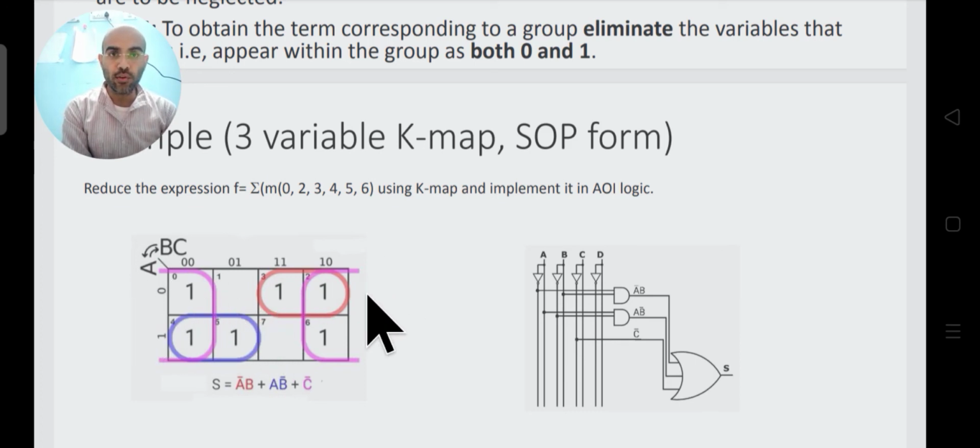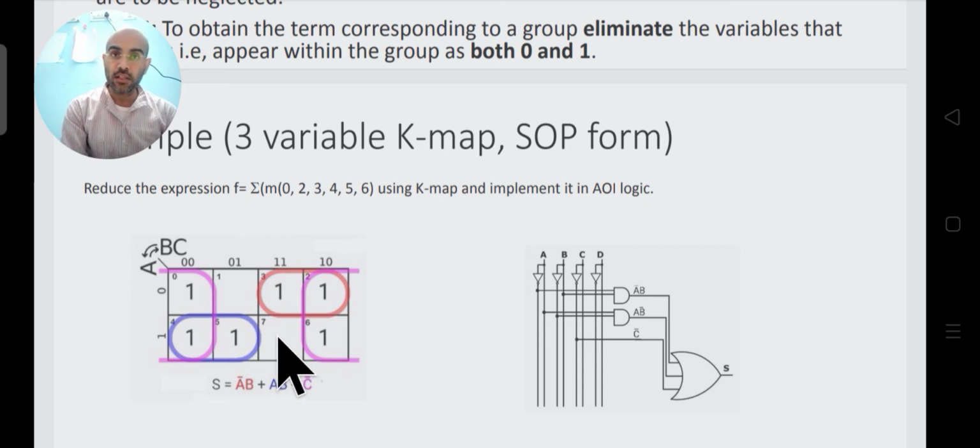Once we have filled them up, our next target is to form the groups. How to form the groups? We check adjacency and start with the biggest group. Two things we should keep in mind. The biggest group of 2 to the power 3 can be 8. Can I form a group of 8 cells? No, because 2 cells have entries 0. So we will not form a group of 8 cells.